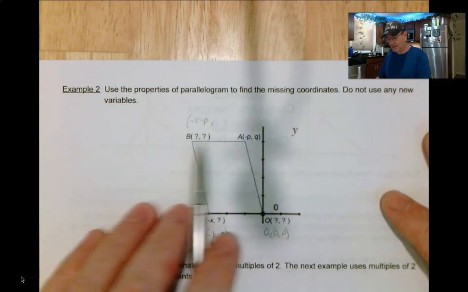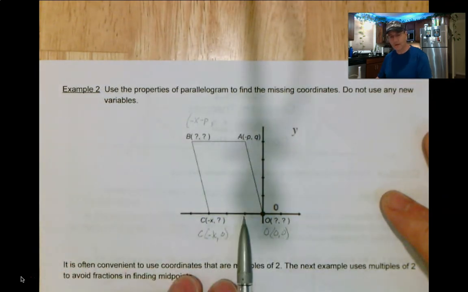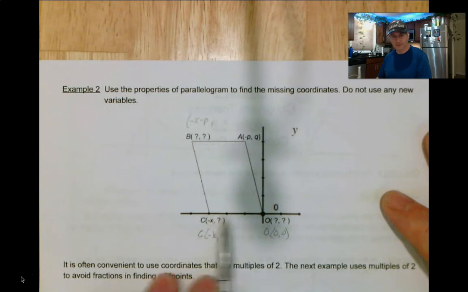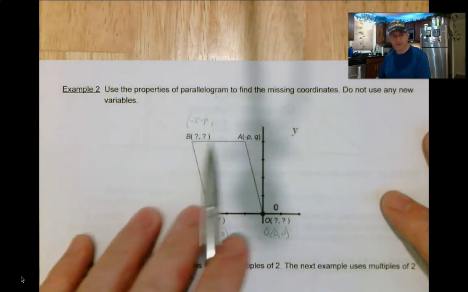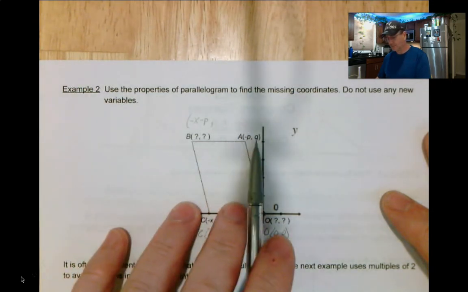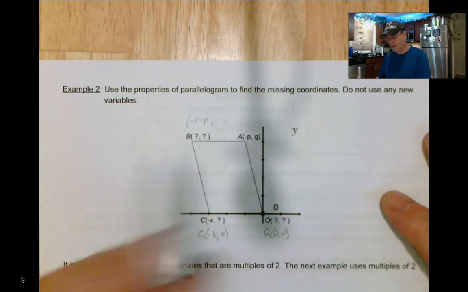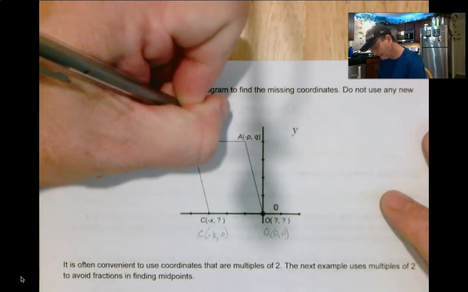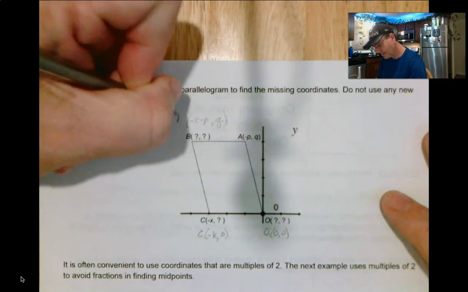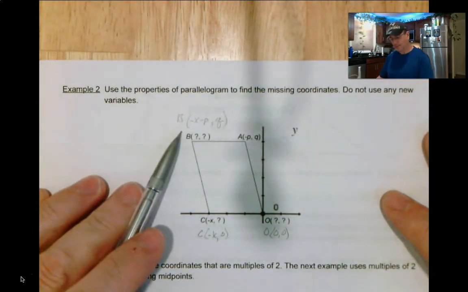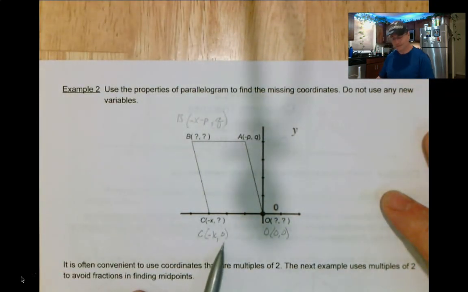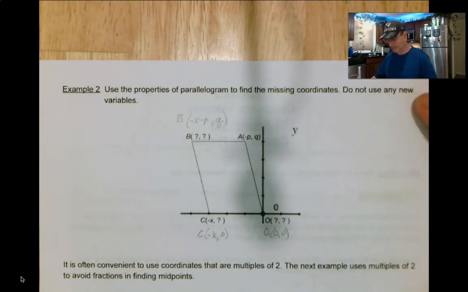We need AB to be parallel to CO. CO is horizontal, it's got a slope of 0. So AB has to be horizontal, it has to have a slope of 0, which means Q is our y-coordinate. And there are the coordinates for B, the missing coordinate for C, and of course the missing coordinates for O, which were super easy. Okay?